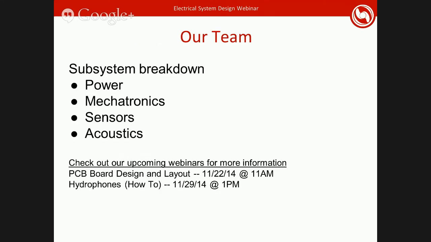Okay, so moving on to how our team will implement the electrical design for the vehicle. Going into our subsystem breakdown, we have 4 main subsystems. We have our power subteam, which will handle all the power distribution throughout the vehicle. We have our mechatronics, which will handle anything that's moving, basically. Our sensor subteam has a pretty large sensor suite, making sure that everything's talking correctly, and then implementing some custom sensors. And then our acoustic subteam, which handles the hydrophones task as well as a few other fun projects that we're working on.